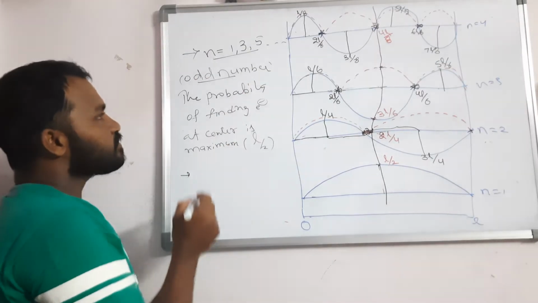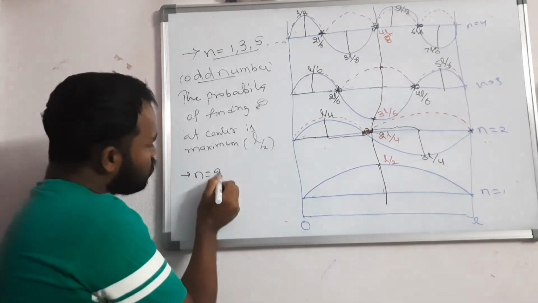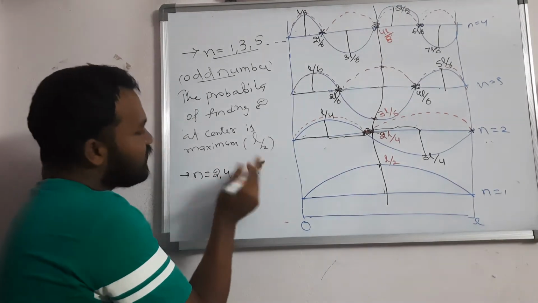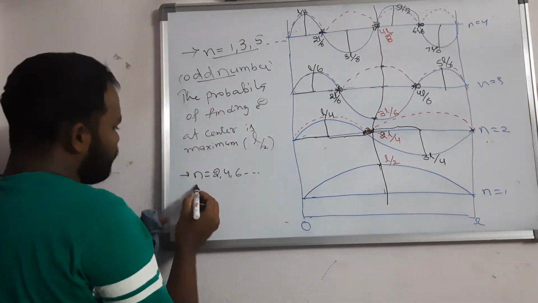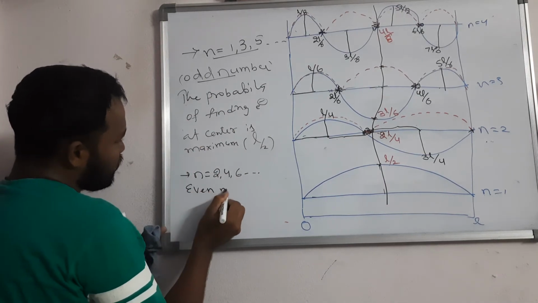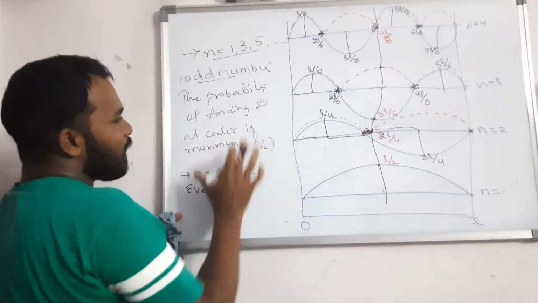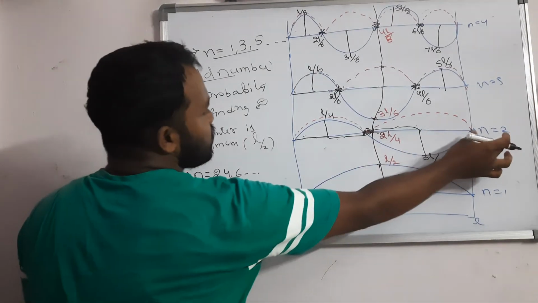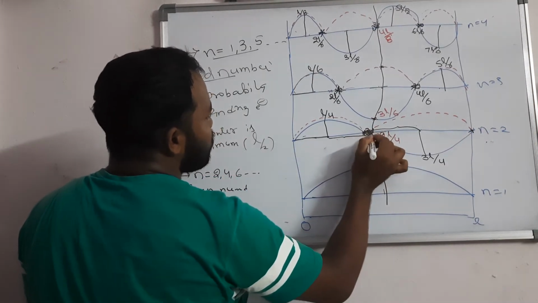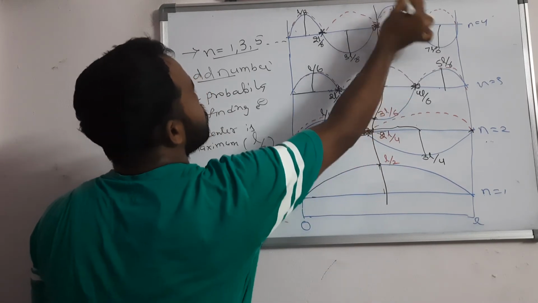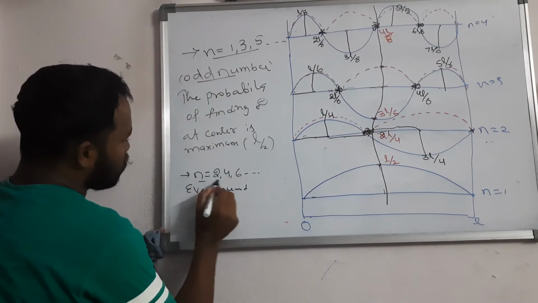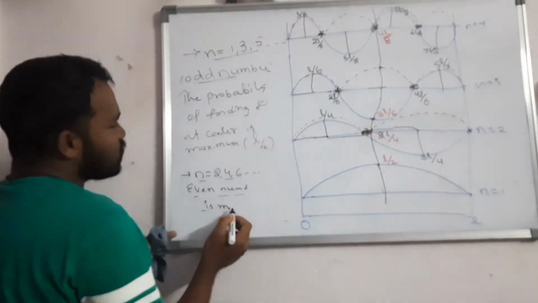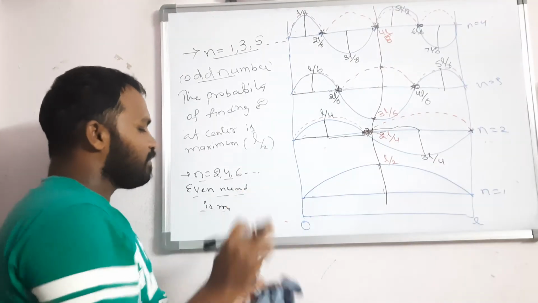Next point, n equal to 2, 4, 6, even numbers. You should write n is equal to even number, the probability of finding the electron is minimum. For n equal to 2 you got a node, so there is no probability. Here for 4 also there is no maximum. So n equal to 2, 4, 6, even numbers, the probability at the center is minimum, you should write.